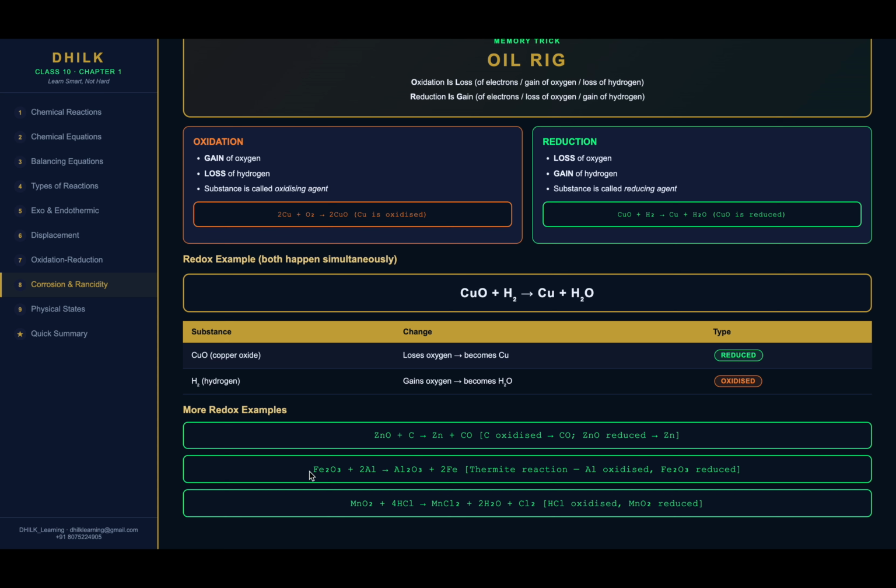Another example, Fe2O3 plus 2Al gives Al2O3 plus 2Fe. This is a thermite reaction. Here aluminum is oxidized and Fe2O3 is reduced, and we can identify the oxidizing and reducing agent here. Aluminum is the reducing agent and Fe2O3 is the oxidizing agent because it is oxidizing aluminum to Al2O3. Next example is MnO2 plus 4HCl gives MnCl2 plus 2H2O plus Cl2. Here HCl is oxidized and MnO2 is reduced. Okay, this is about the oxidizing and reducing agents and redox reactions.